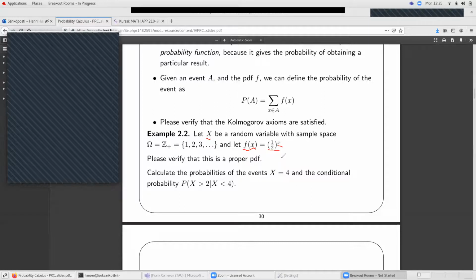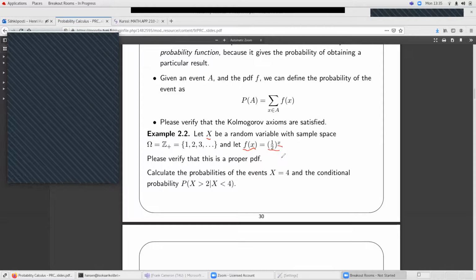to refer to particular values. For each particular value, be that 1, 2, 3, 4, and so forth, this f of x, which was the PDF, or the probability density function, is defined as 1 over 2 to the power of x. So please verify that this is a proper PDF. I didn't do that, but you need to verify 2 things: that it's not negative, and that the sum of all of these over the sample space is 1.